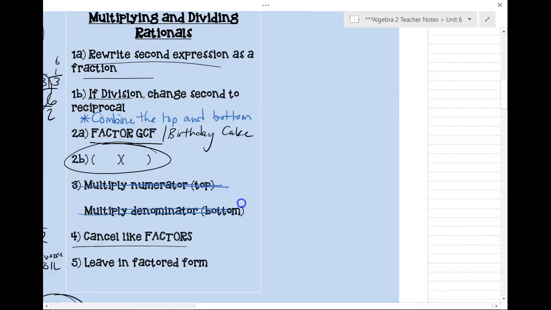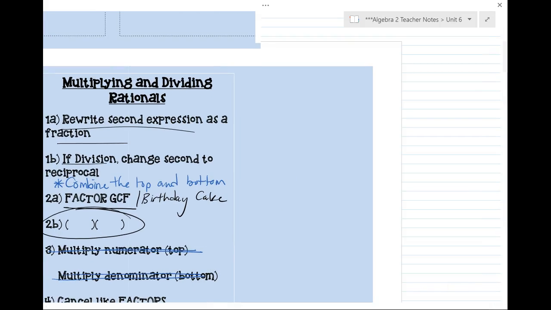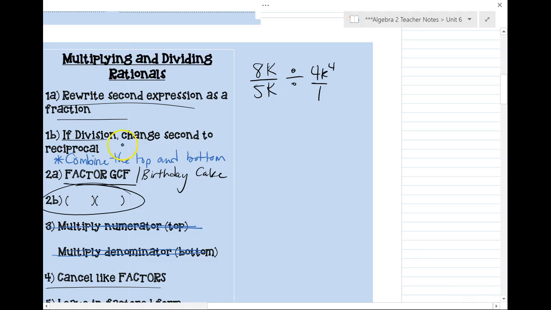Now let's take a look at division. With division, the steps are the same except for the first. So here's the problem, 8k over 5k divided by 4k to the fourth. Now, first step, again, is rewrite the second expression as a fraction. So this time it is not a fraction, so we have to put that over 1. Then it says, if division, change second to the reciprocal. So we're going to change this expression to a reciprocal of that.